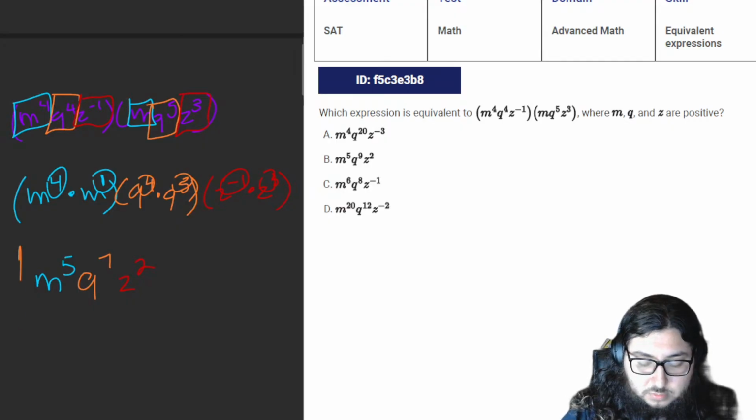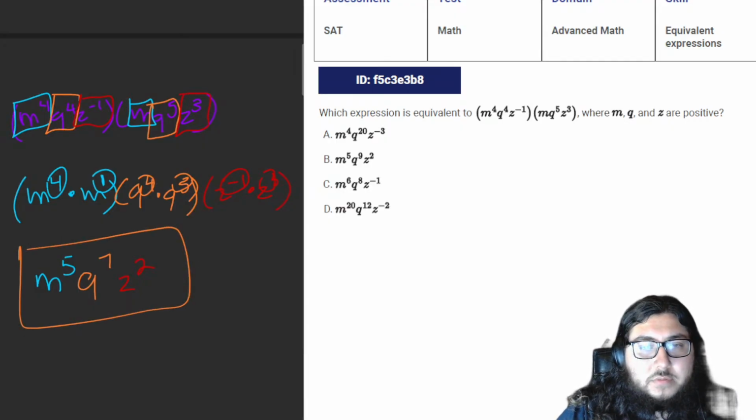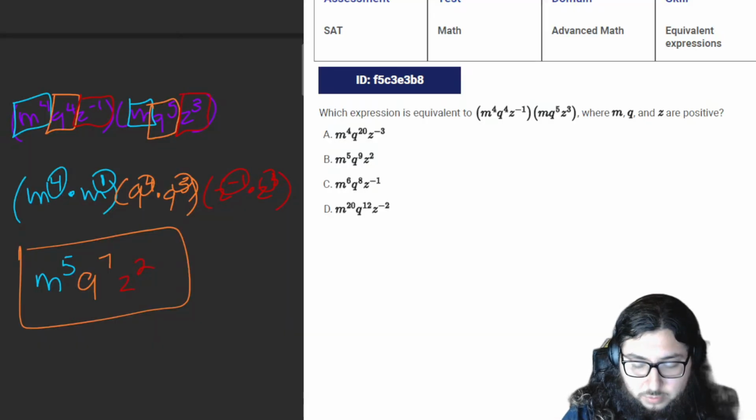So this will be our final answer. And you'll see that corresponds to none of them because I'm silly. 4 plus 5. I wrote a 3 down here for some reason.